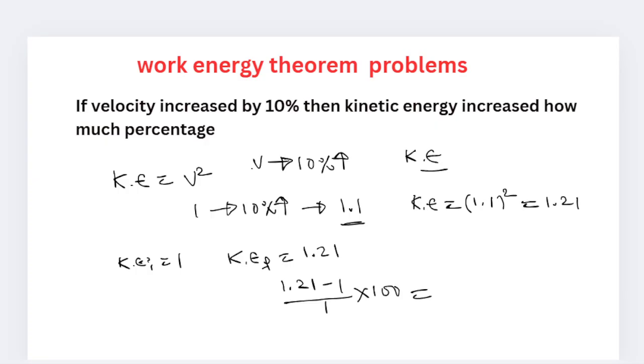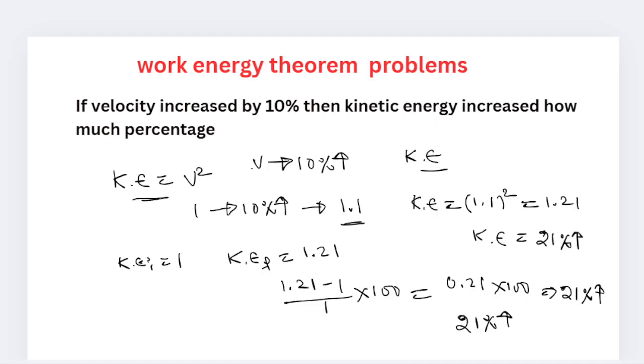1.21 minus 1 is 0.21. 0.21 into 100 gives 21 percent. So the kinetic energy increases by 21 percent. You have to apply the relation between kinetic energy and velocity to get the answer here.